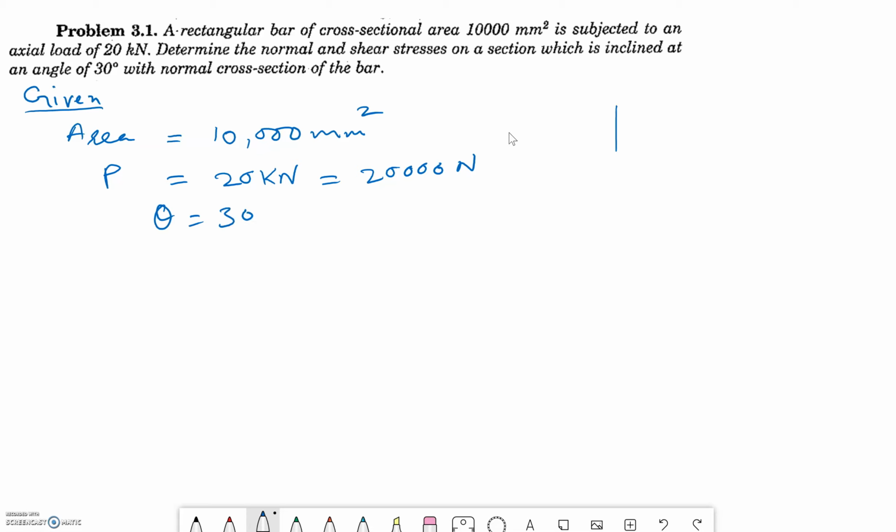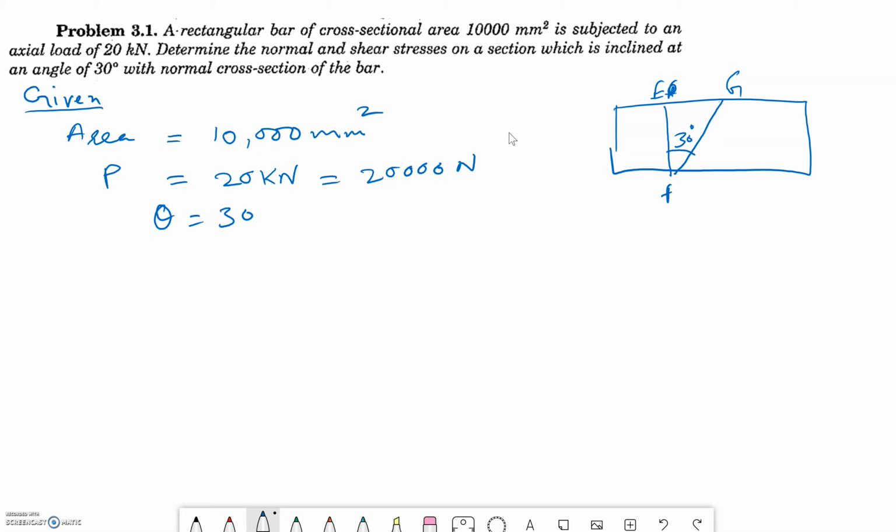Now if I draw a diagram, I have my plane EF and FG, and this angle is 30 degrees. All right, what is he asking us? He's asking us to determine the normal and shear stresses on a section on FG.